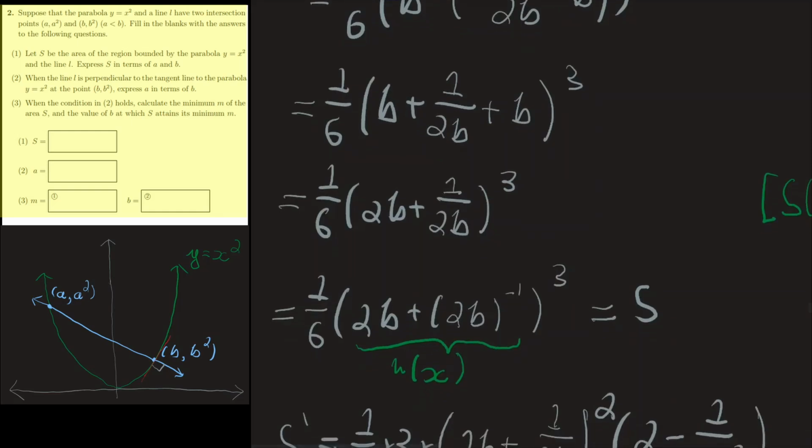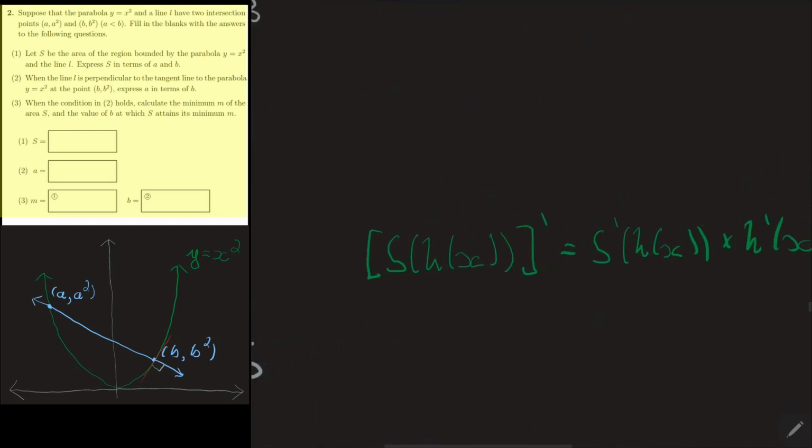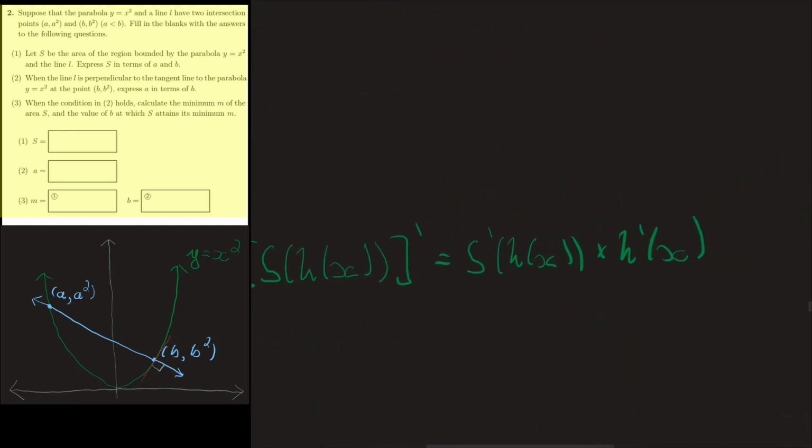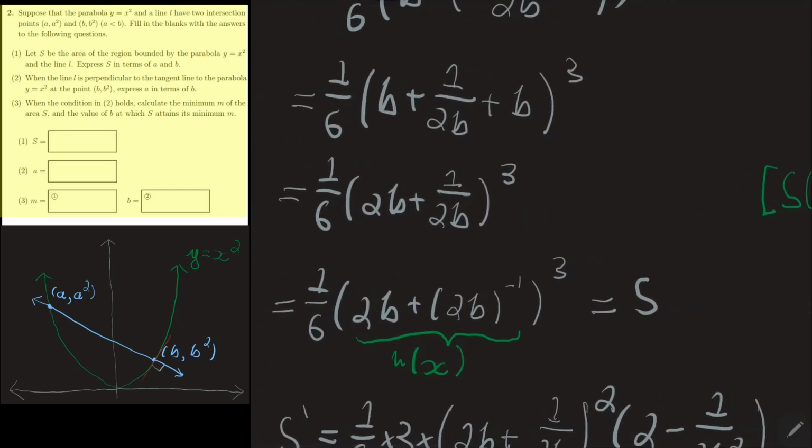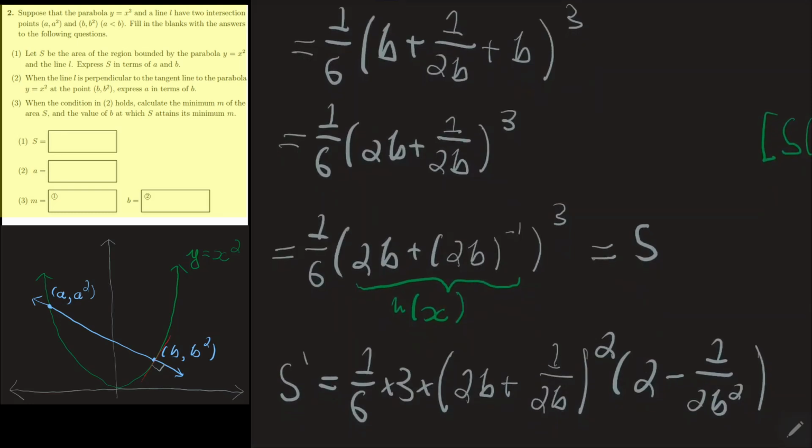We can say this whole thing in the brackets right here is its own function inside of s of x. We can call it h of x. So the derivative of this whole thing, the derivative of s of h of x, is equal to the derivative of s of h of x times the derivative of h of x. So to find the derivative of s, first we just use the power rule on what's in the brackets. We don't touch what's in the brackets, and we just use the power rule on it. And then we find the derivative of what's inside of the brackets, and we multiply these together.